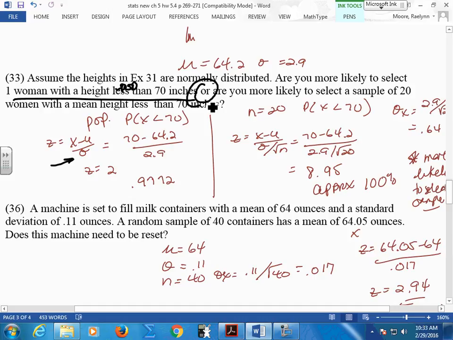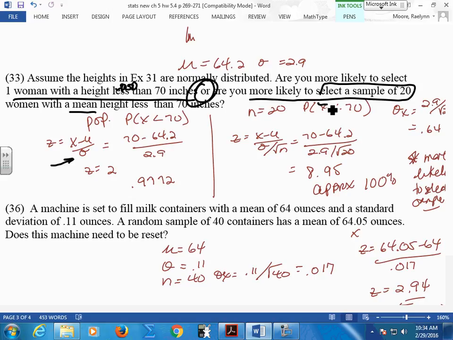Or, you got to do this again, are you more likely to select from a sample of 20 women a sample that has a mean height? You're pulling out your sample, so this sample has a mean height of less than 70. So we want to know which one you're more likely to get. Now, the one with the better percentage is the one you go with, right? Makes sense. They're going to be close, but your standard deviation wasn't that large. And your sample size was 20. Now, again, not too large.